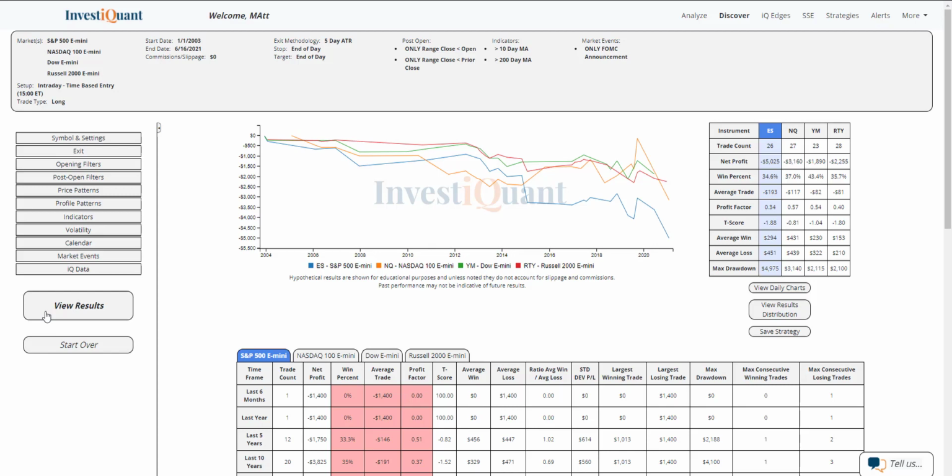The average win versus average loss shows that the average loss is larger than the average win in all four instruments. The NASDAQ's pretty similar in size, but technically the average loss is larger. It's quite a bit larger in the S&P than the average win. For the NASDAQ, like I said, just a little bit larger there. It's quite a bit larger in the Dow for the average loss compared to the average win, and that's the case for the Russell as well.